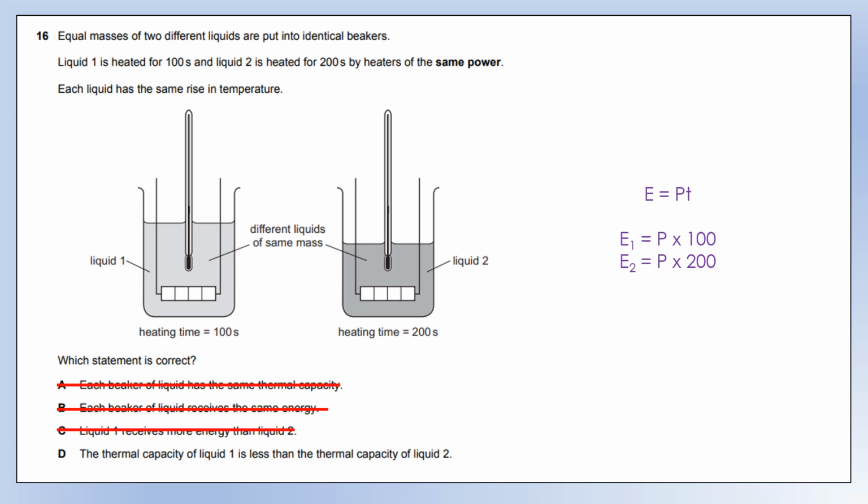Again, option C doesn't make sense. Liquid 2 receives more energy. So we're left with this last one. The thermal capacity of liquid 1 is less than the thermal capacity of liquid 2, and that makes sense because it's required a smaller amount of energy to change the temperature by the same amount.